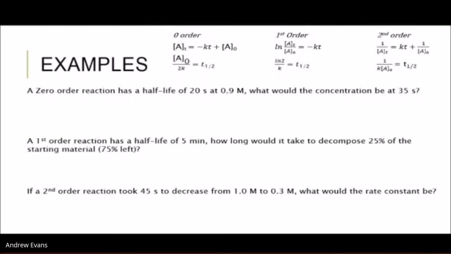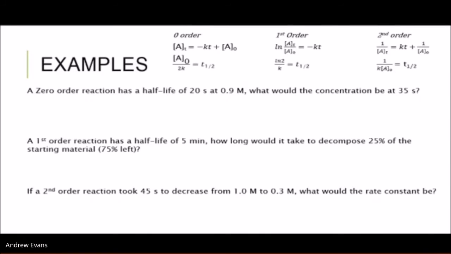Pulling the next problem up. A first order reaction. So first order, we have ln of A sub t over A sub 0 equals negative kt. And we have ln 2 over k equals t 1/2.